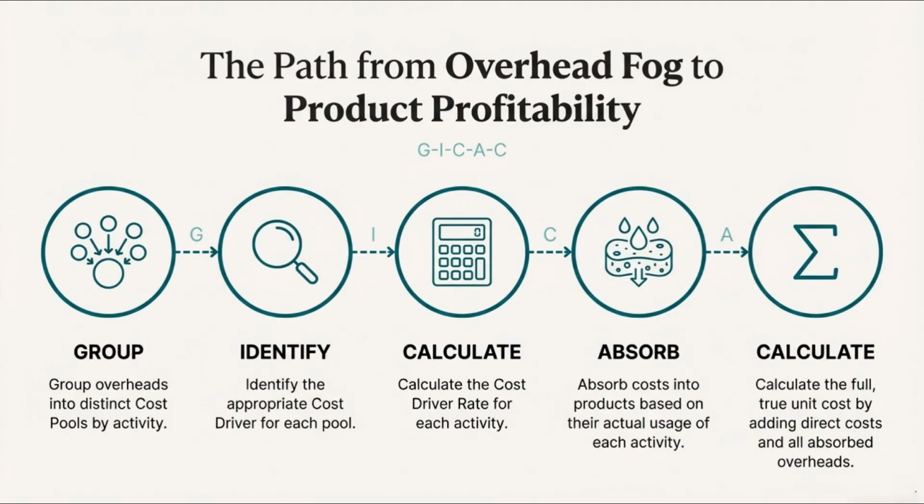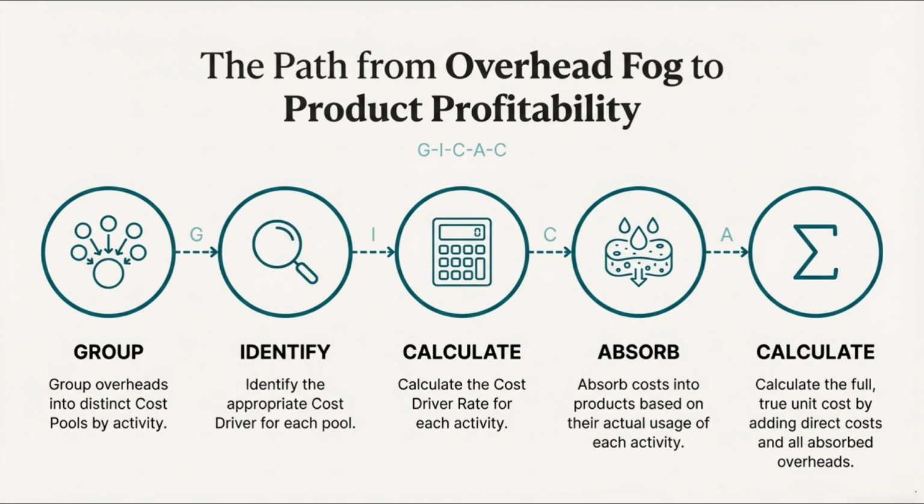G is for group. Group your overhead costs into distinct cost pools by activity. Similar costs that share the same driver go into the same pool. You might have pools for machine setups, purchasing, quality inspection, and machine running. I is for identify. Identify the appropriate cost driver for each pool. Ask yourself, what factor causes this cost to be incurred? For setup costs, it's the number of setups. For purchasing costs, it's the number of purchase orders. Choose drivers that have a clear causal relationship with the costs.